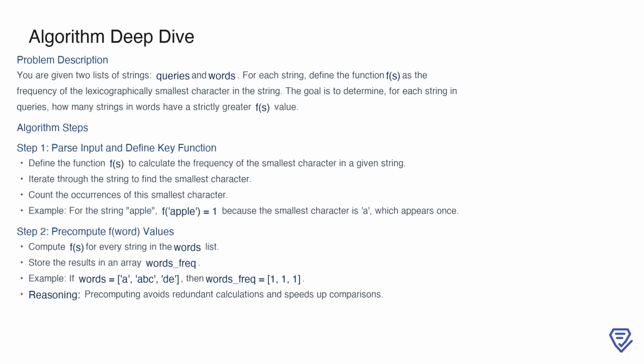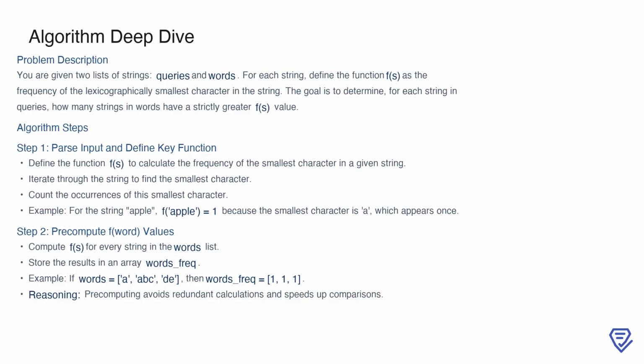In this problem, we are tasked with comparing two lists of strings, referred to as queries and words. For each string, we define a function fs, which calculates the frequency of the smallest character in the string based on lexicographical order. For example, if the string is "apple", the smallest character is 'a', and it appears only once, so fs("apple") equals 1. The goal is to determine, for each string in the queries list, how many strings in the words list have an fs value that is strictly greater.